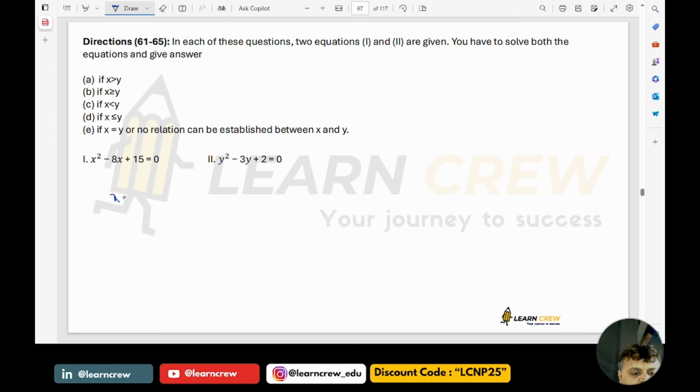So here x square minus 8x plus 15, x is 3 comma 5, and y is equal to y square minus 3y plus 2. So y is equal to 1 comma 2. Definitely x is more than y. So option A.